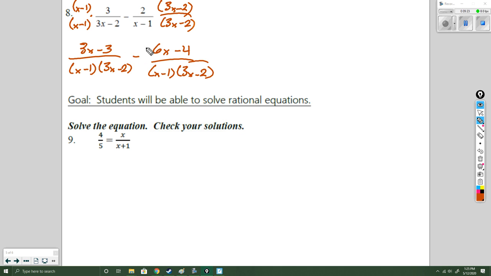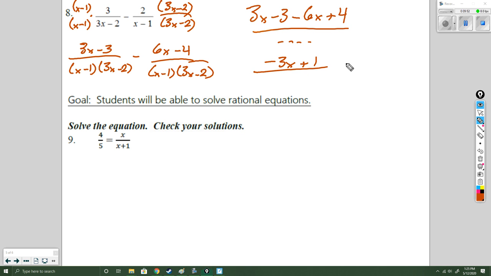Now we're going to simplify, and remember this subtraction is subtracting that whole quantity, that whole numerator there. So we have to distribute that negative. We can rewrite the numerator as 3x minus 3 minus 6x plus 4. You don't really have to write the denominator again because we still need to simplify that numerator even further. We would have negative 3x plus 1 all over the quantity x minus 1 times the quantity 3x minus 2.